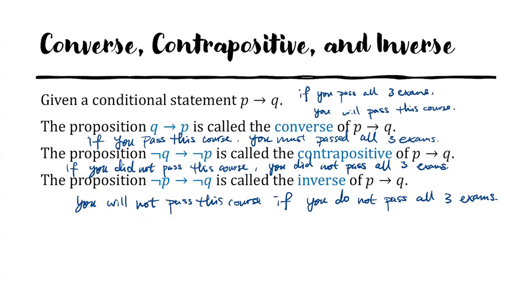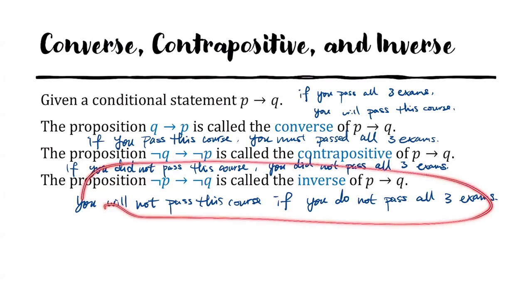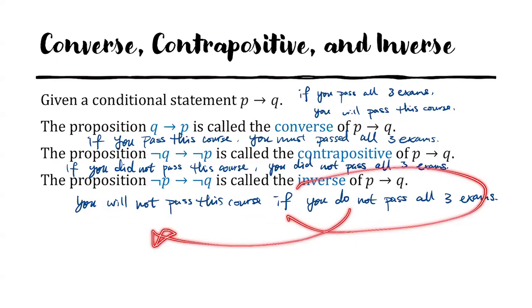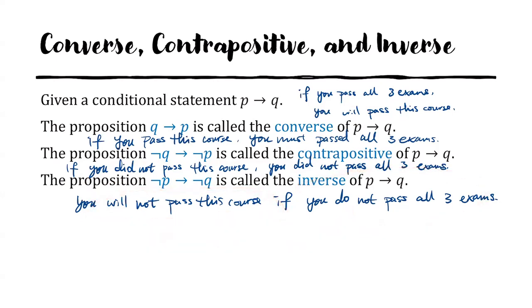As you have, if you didn't pass all 3 exams, you will not pass this course. So that's the same thing. That's also a translation of the inverse statement, right? Where you just put it in the right order. You have, if you do not pass all 3 exams first, and then you do not pass this course second. So just a different order of having this inverse statement. Any questions here?